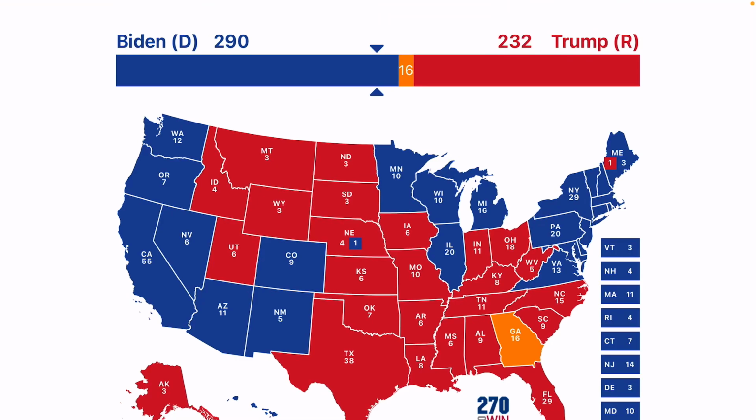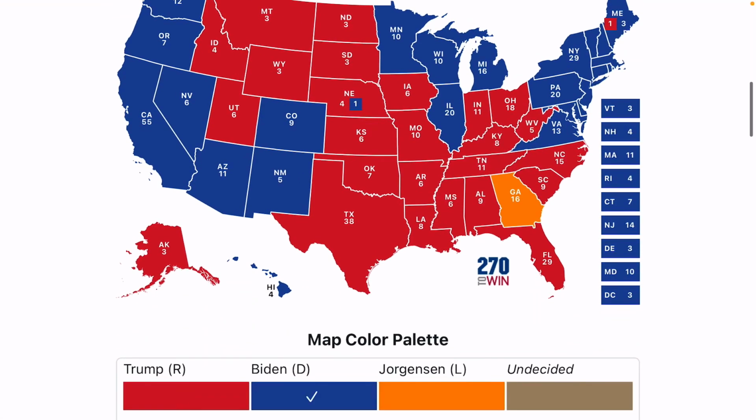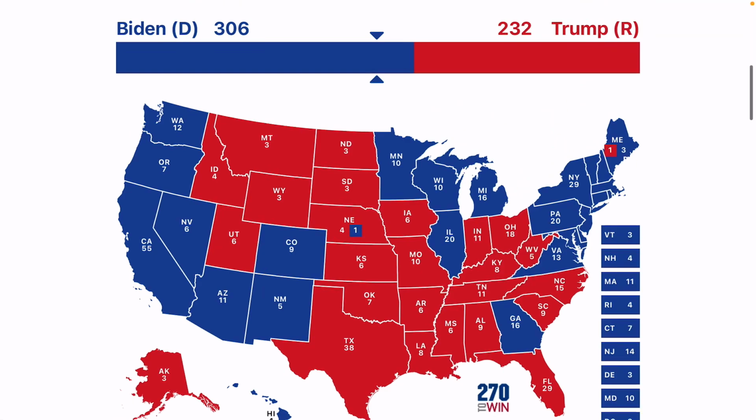Then finally, 10 days after Election Day, on November 13th, Georgia was called for Joe Biden, meaning all electoral votes had been decided, with Biden receiving 306 and Trump receiving 232. Now, the significant aspect of this election was Biden had managed to flip Wisconsin, Michigan, and Pennsylvania back to the Democratic column.